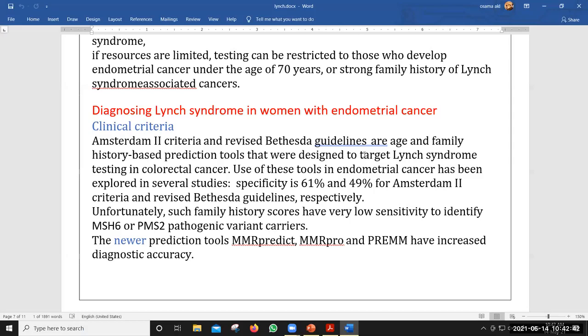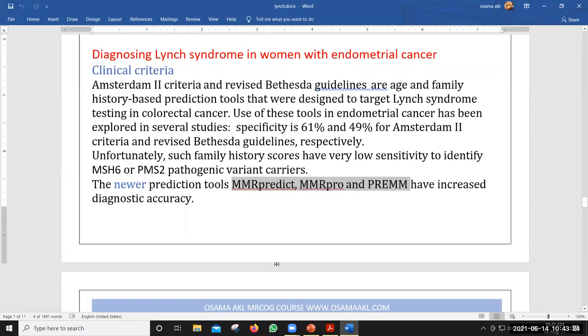There are old scoring systems like Amsterdam 2 and Bethesda, but these scoring systems were made for cancer colon. We tried to apply them in ovary and endometrium, but the result was not good. Specificity was low for endometrial and ovarian cancers. The net result: Amsterdam 2 and Bethesda are not good in ovarian and endometrial cancers. So we need other scoring systems. Yes, they made MMRpredict, MMRpro, and PREMM. They are the scoring systems that can be used.